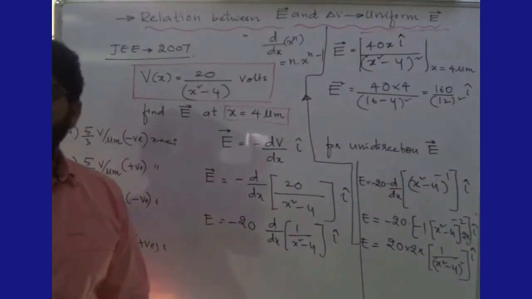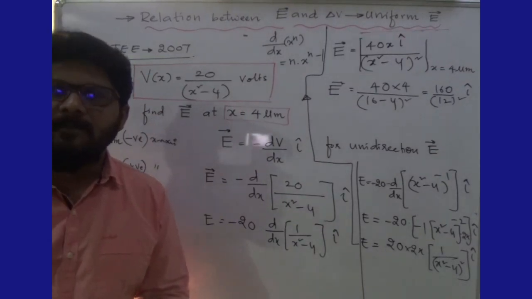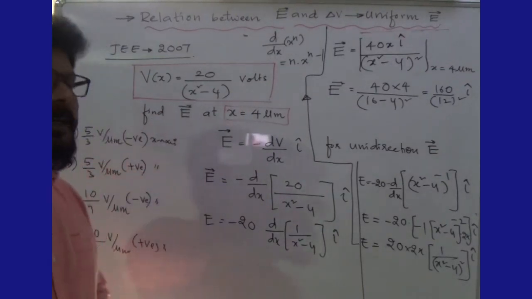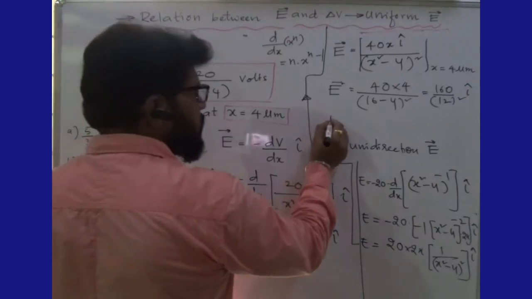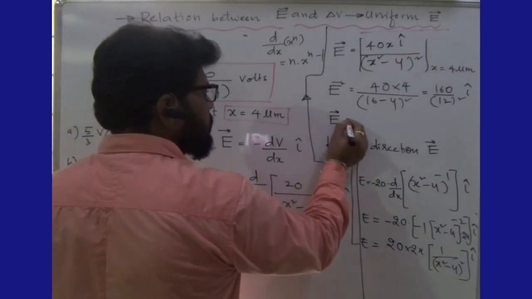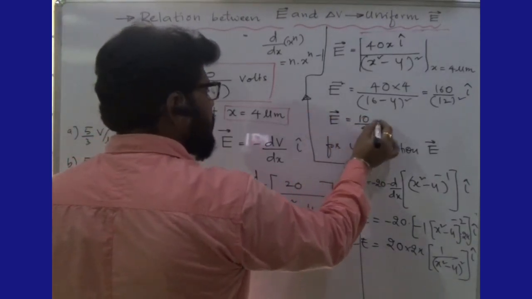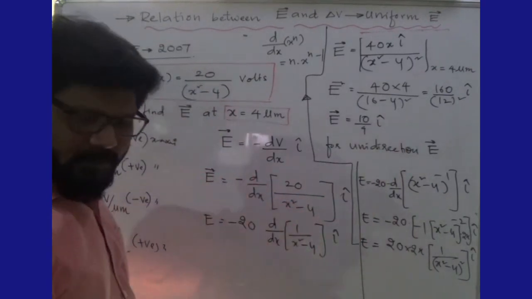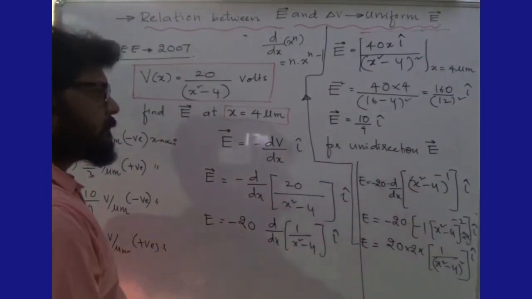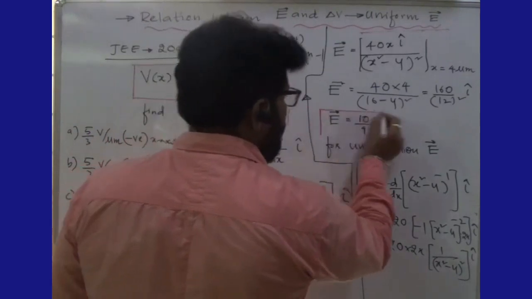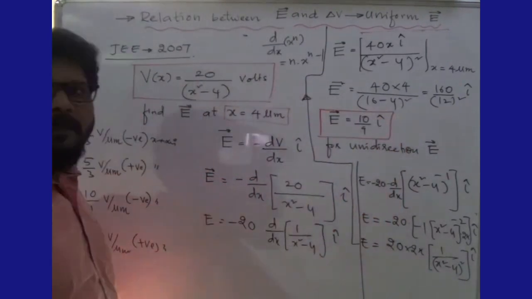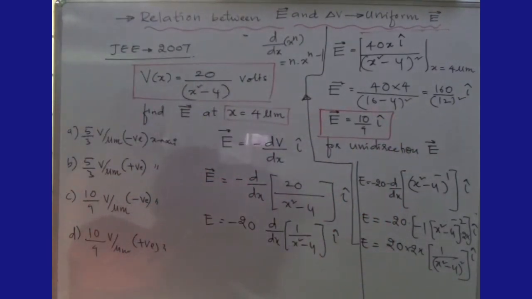160 by 144. Can anybody tell me how much 160 by 144 is? 10 by 9. Very good. E is equal to 10 by 9 I cap. That is the answer we got. So E is equal to 10 by 9 I cap.